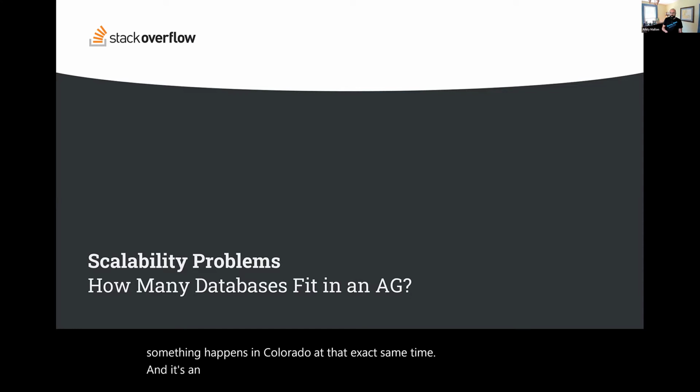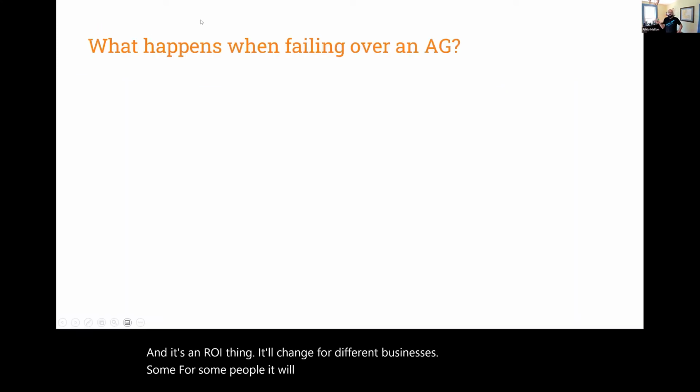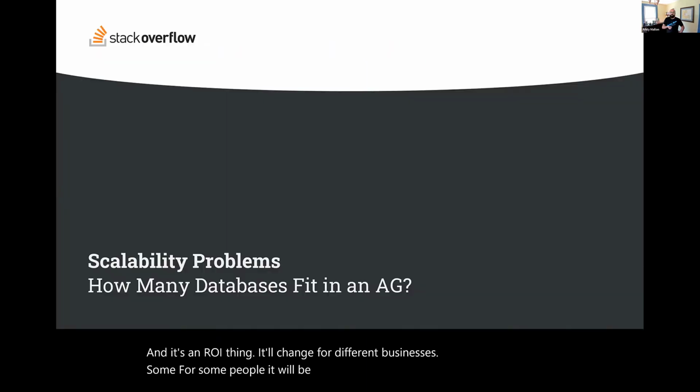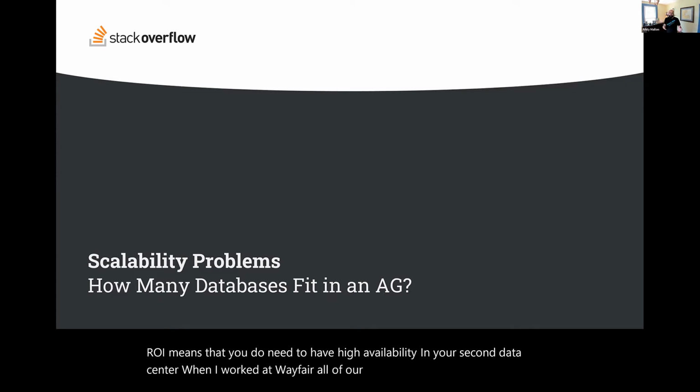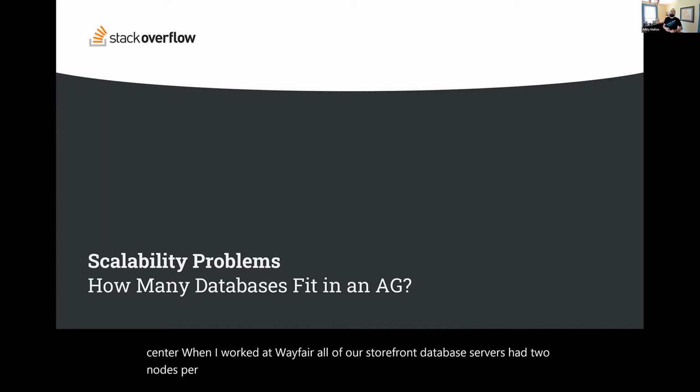It'll change for different businesses. For some people, it will be, whoops, now it's working. For some people, the ROI means that you do need to have high availability in your second data center. When I worked at Wayfair, all of our storefront database servers had 2 nodes per geography. But for Stack, that's just not in the ROI for us. It would be really common for e-commerce or healthcare or some other things.